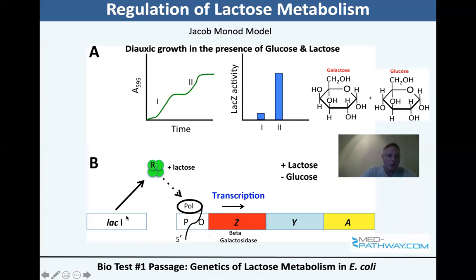So what we did was we actually designed our lactose operon passage on the test that we have to be genetically focused, because that's what Jacob-Monod did with respect to the lactose operon.